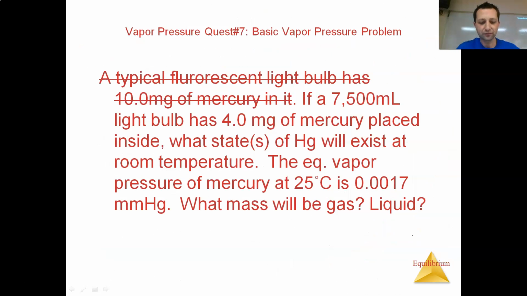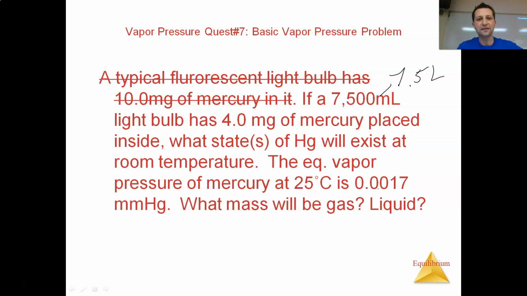Okay, next one. A typical fluorescent light bulb has 10 milligrams of mercury in it. A 7,500 milliliter or 7.5 liter light bulb has 4 milligrams of mercury inside. What state of mercury will exist at room temperature, or what states? Equilibrium vapor pressure of mercury at 25 Celsius, which is room temperature, is 0.0017 millimeters of mercury. What mass will be gas? What mass will be liquid?